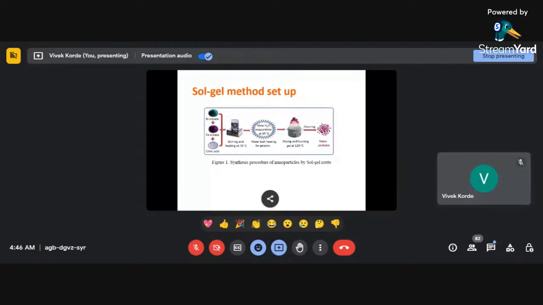So here we are getting nanoparticles, but our nanoparticles may not be at the expected level in crystalline form. So after that, we have to examine that with different techniques. So this is called the synthesis procedure of nanoparticles by sol gel route. Please go, sir, to the next slide.